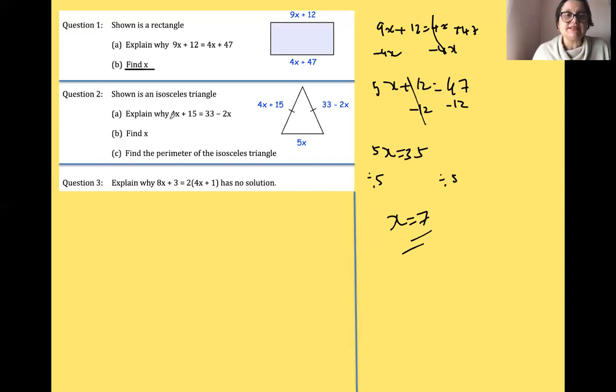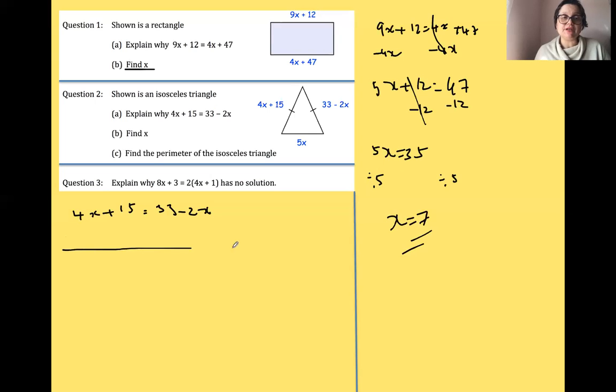Question number 2 says explain why these two are equal. Again, it's quite similar. You can explain that because of the picture, it is an isosceles triangle. It is given in the problem that the triangle is an isosceles triangle. And so 4x plus 15 equals 33 minus 2x. Find x, so you have to solve the equation. I'm going to leave this for you to do.